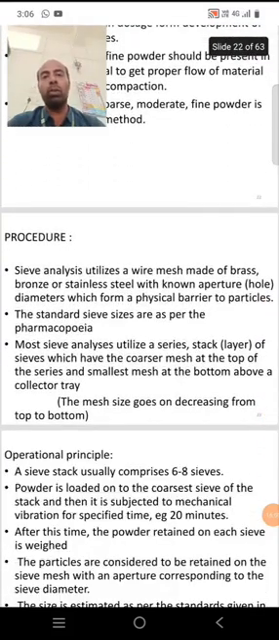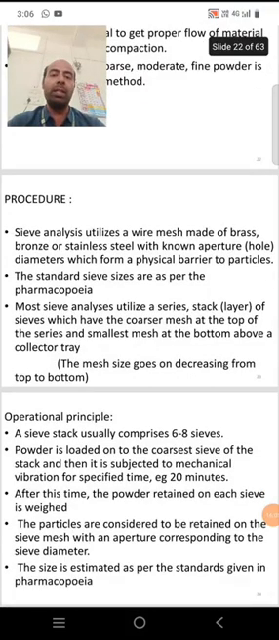What is the procedure followed for the distribution method? Sieve analysis utilizes a wire mesh made up of brass, bronze or stainless steel with known aperture, that is the hole diameters, which form a physical barrier to particles. The standard sieve sizes are as per the pharmacopoeia. Most sieve analysis utilizes a series stack of sieves which have the coarser mesh at the top of the series and the smallest mesh at the bottom above a collector tray.